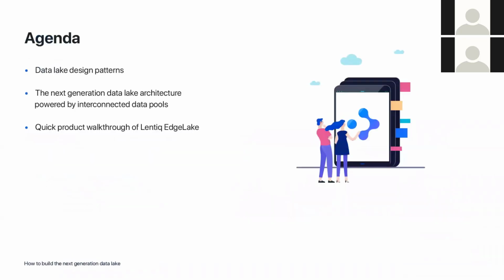To review my agenda, I want to kick off with some context around data lakes and have a look at why current data lake architectures are failing to meet their goals. Next, we will look briefly at some common data lake patterns and their challenges, and we are going to take a look inside our interconnected data pools architecture, its advantages, technical details, and we are going to end with a short demo of Lentiq EdgeLake.